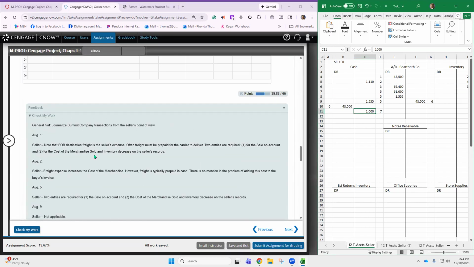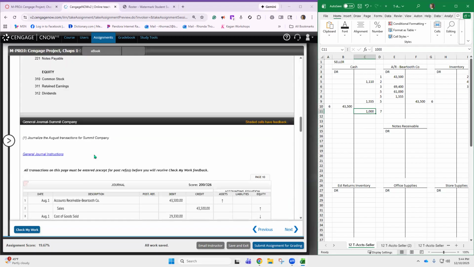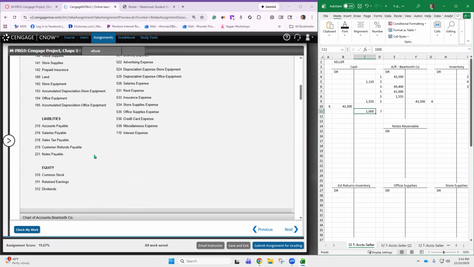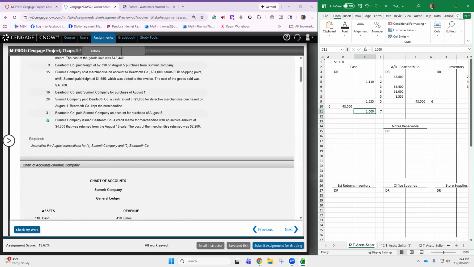Okay, so let's read the 8th transaction here and see what's going on. So now we're at August 31st. The buyer is going to pay for the purchase on August 5th. So the buyer's going to pay it, but Summit is going to receive that payment. All right, so let's go to the buyer's T accounts first. They're the ones that are basically starting this transaction off. So now they're going to pay Summit.